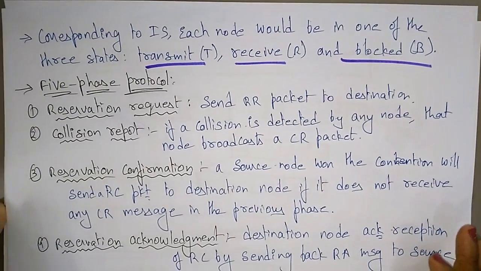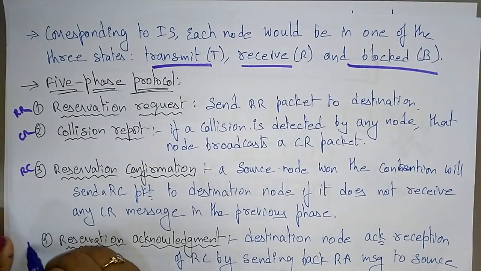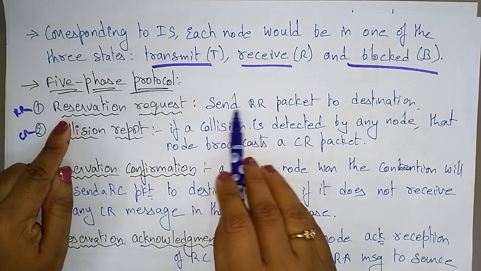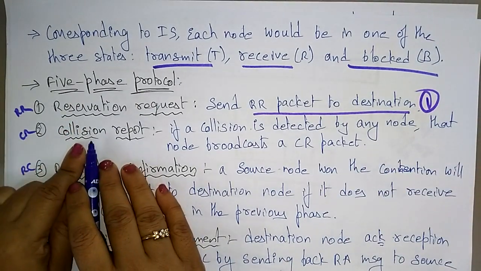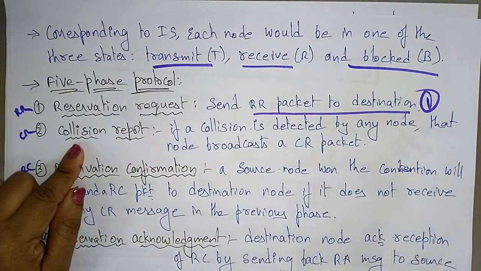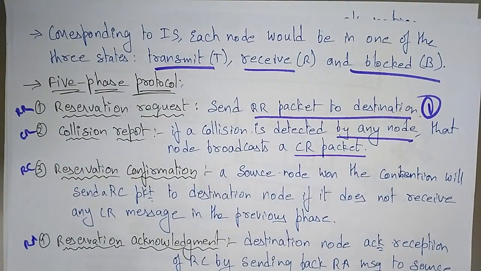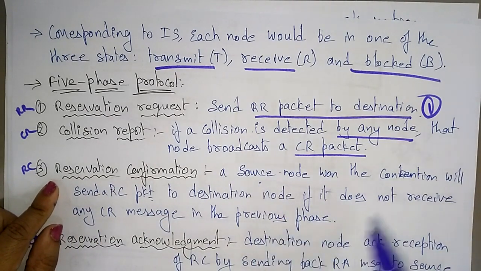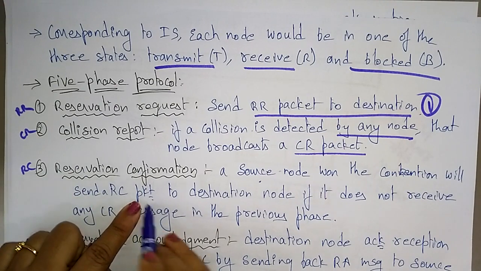Now let's see the five-phase protocol: RR, CR, RC, RA, and the last one. First, RR, reservation request: it sends a reservation packet to the destination. The second phase, collision report: if a collision is detected by any node, that node broadcasts a CR packet. The third phase, reservation confirmation: a source node that wants to send data and won the contention sends a reservation confirmation packet to the destination node.